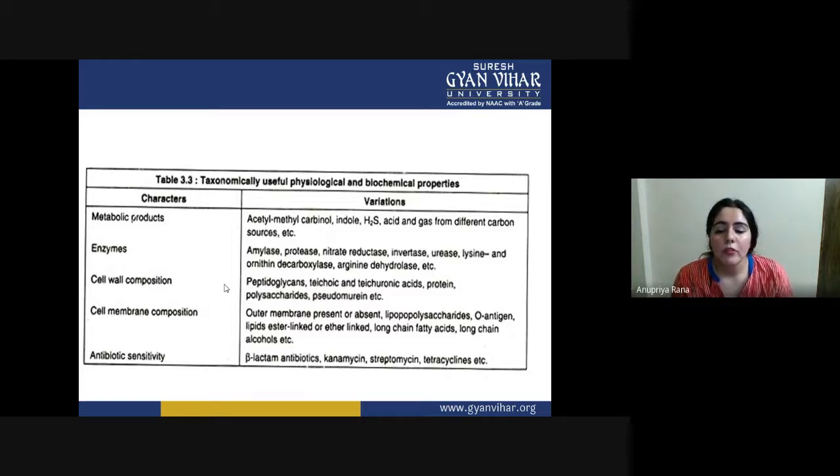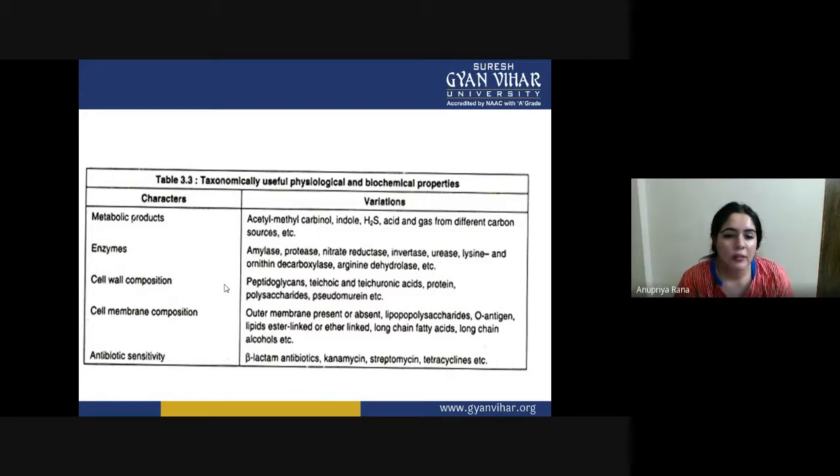Cell wall composition. The cell wall is also made up of different types of things, like peptidoglycan, proteins, polysaccharides, and lipids. That also depends on what kind of formation has to take place in the cell wall composition. Cell membrane: the cell wall is different from the cell membrane. The cell membrane is present on the inner side, and the cell wall on the outer side. So is the outer membrane present or absent, and lipopolysaccharide. Sometimes even the cell membrane is not present inside the wall. That is also a major point.